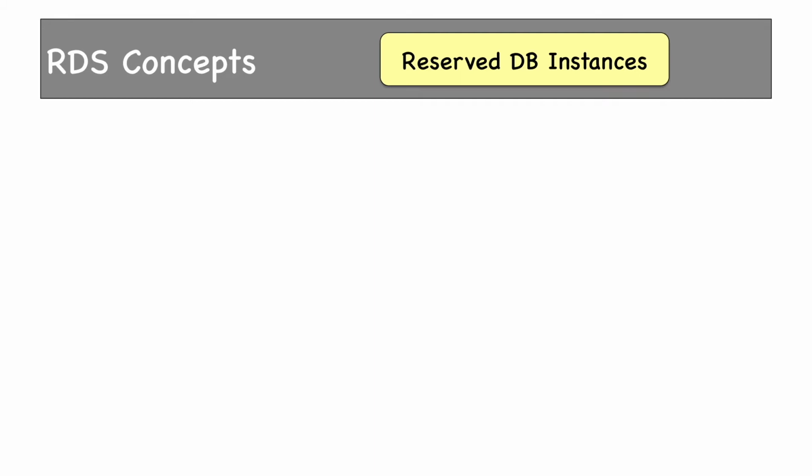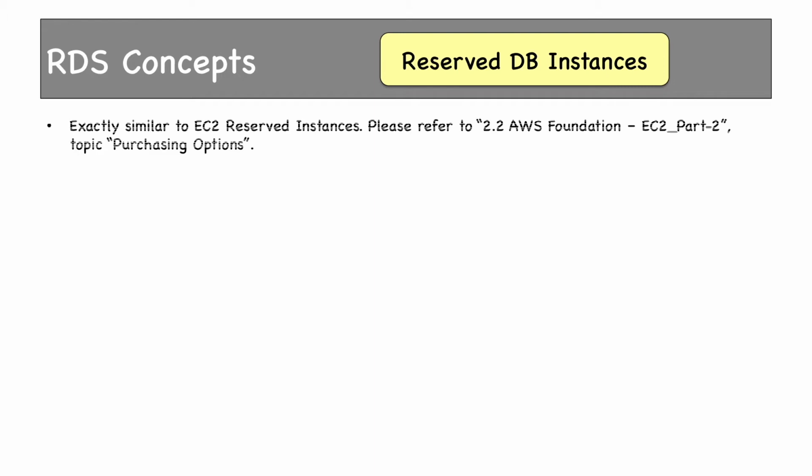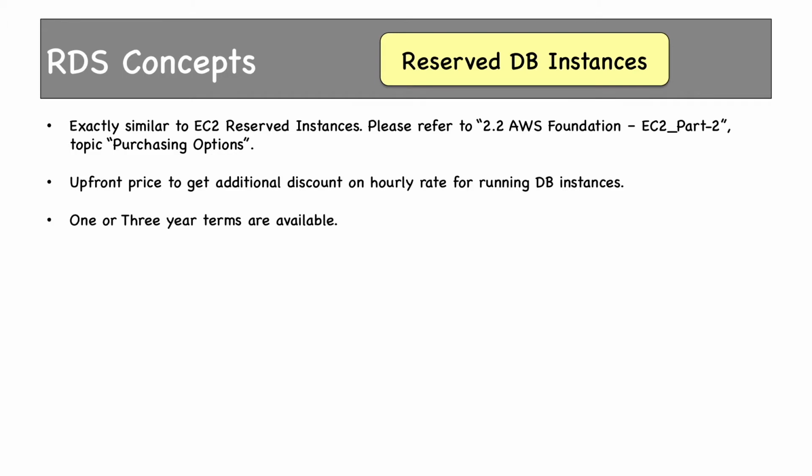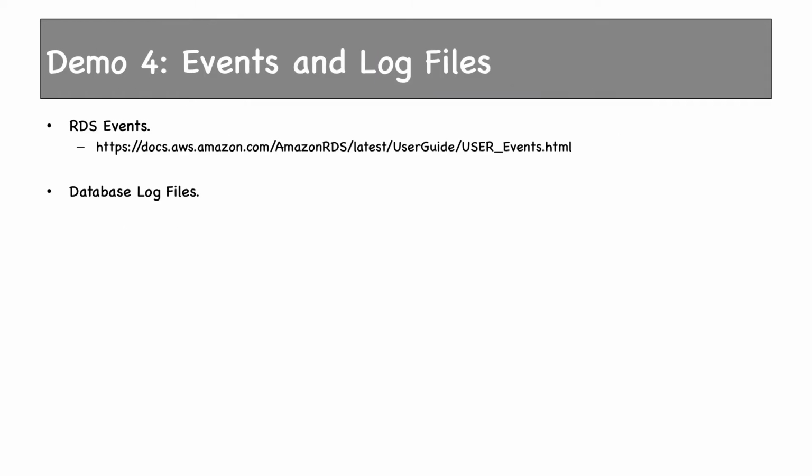Reserved instances can be used for cost optimization just like EC2 reserved instances. You can refer to EC2 part 2 and the purchasing options topic to find out about reserved instances. Pay an upfront price to get an additional discount on the hourly rate for running DB instances. We have 1 or 3 year terms available for reserved DB instances. We'll discuss 2 more topics with demo. Those are RDS events and database log files.